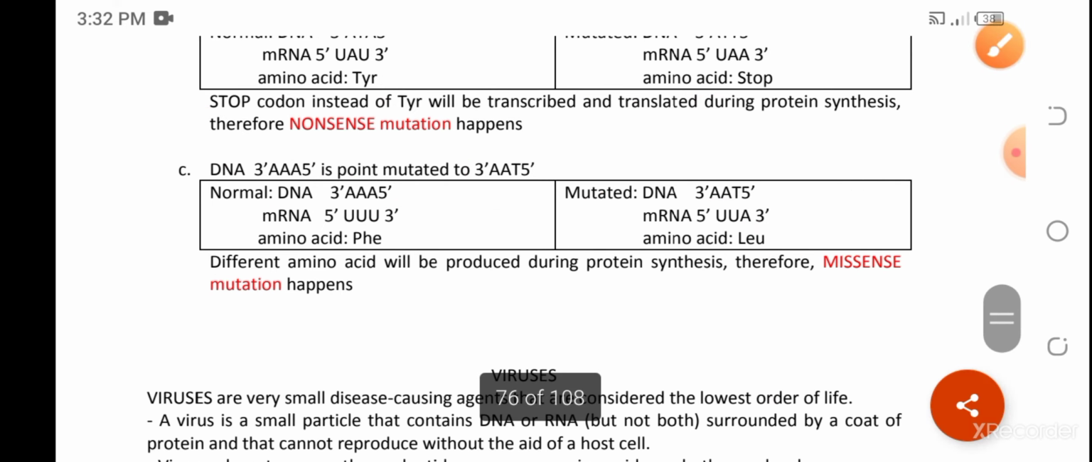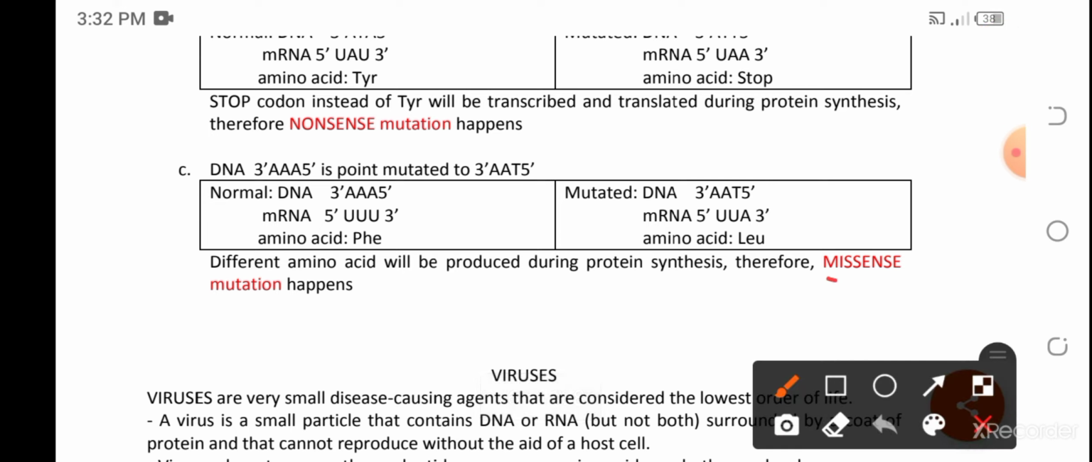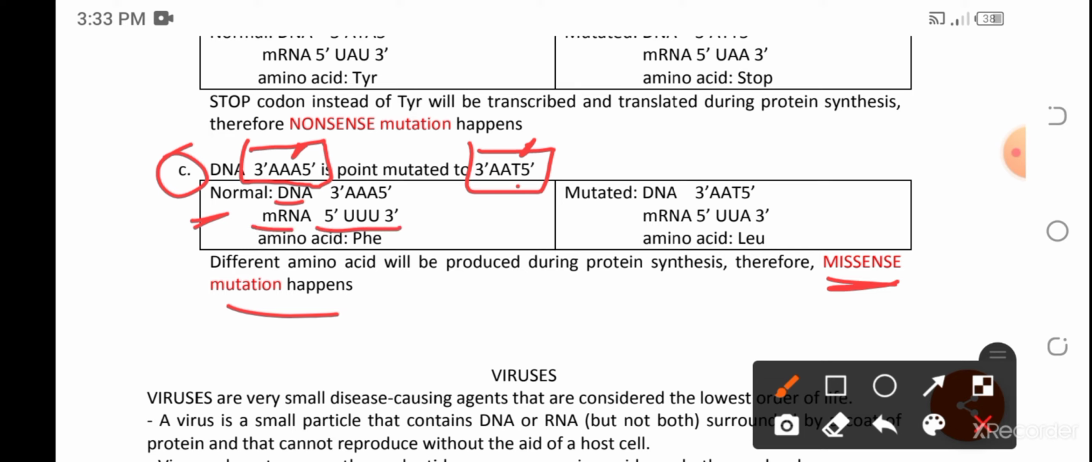Okay? And the last type of point mutation is missense mutation. Paano naman ito? Maintindihan natin itong missense mutation na to with this example. So we have DNA 3' AAA 5' point mutated to 3' AAT. So instead of A dun sa dulo, na-change into T. So in a normal condition, that DNA will be transcribed into an mRNA 5' UUU 3'.